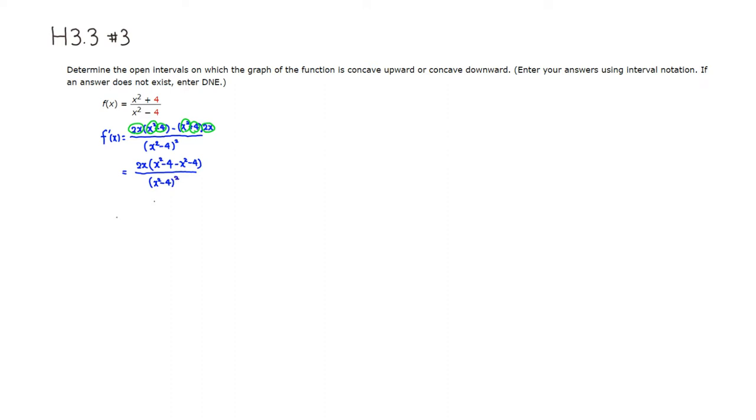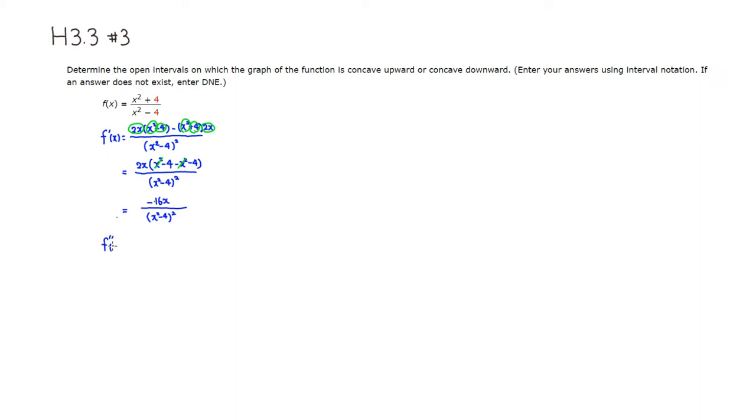So we can cancel x squared minus x squared. You have a negative 8 there, so we can combine it: negative 8 times 2x is negative 16x over quantity x squared minus 4, squared. So that's the first derivative. Let's take the second derivative because we have to talk about concavity.